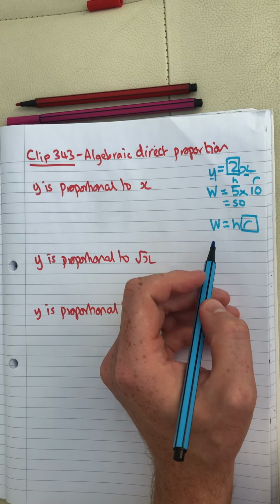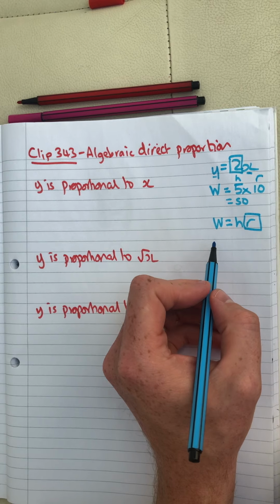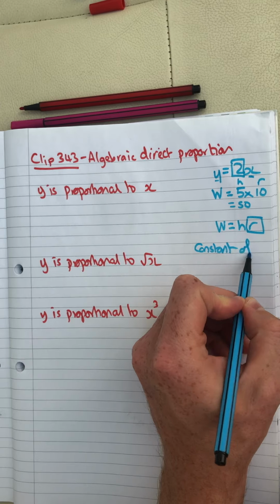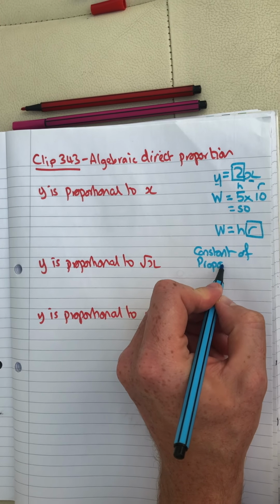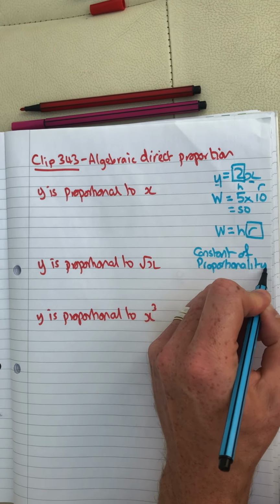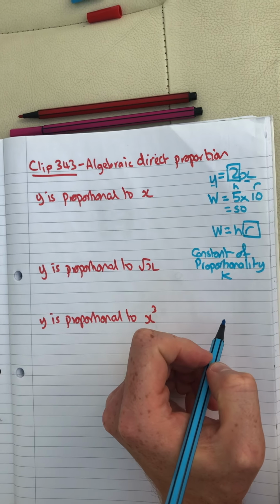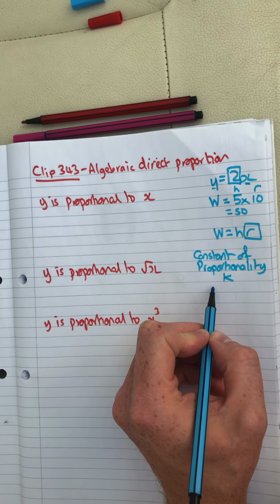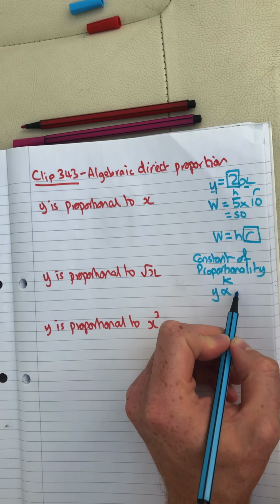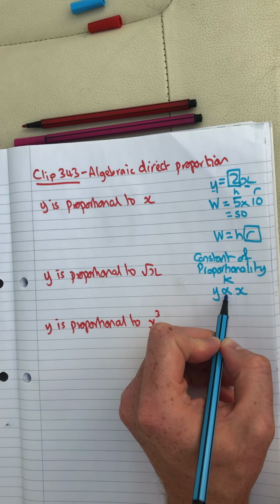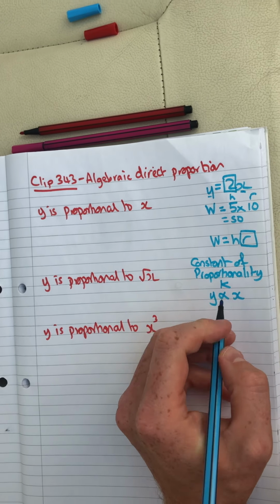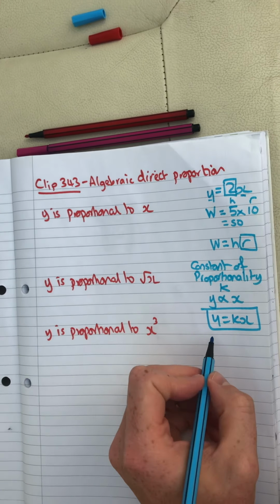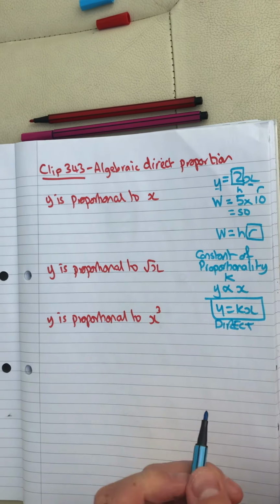Okay, so in most of the algebra questions you're going to come to, there's something called a constant of proportionality. And that we use generally as k. So if I wanted to say y is proportional to x, you'd say y, and then this symbol means the constant of proportionality, x. And we can then write y equals kx. So this is the most important thing for direct proportion.